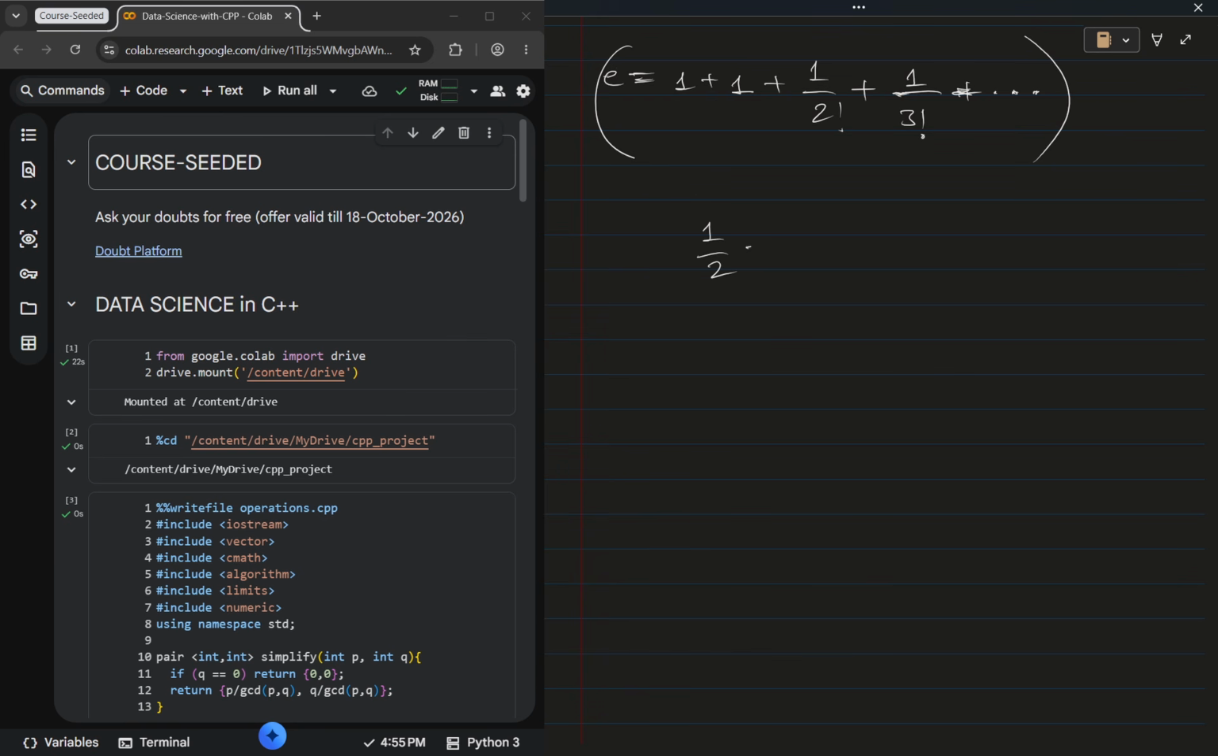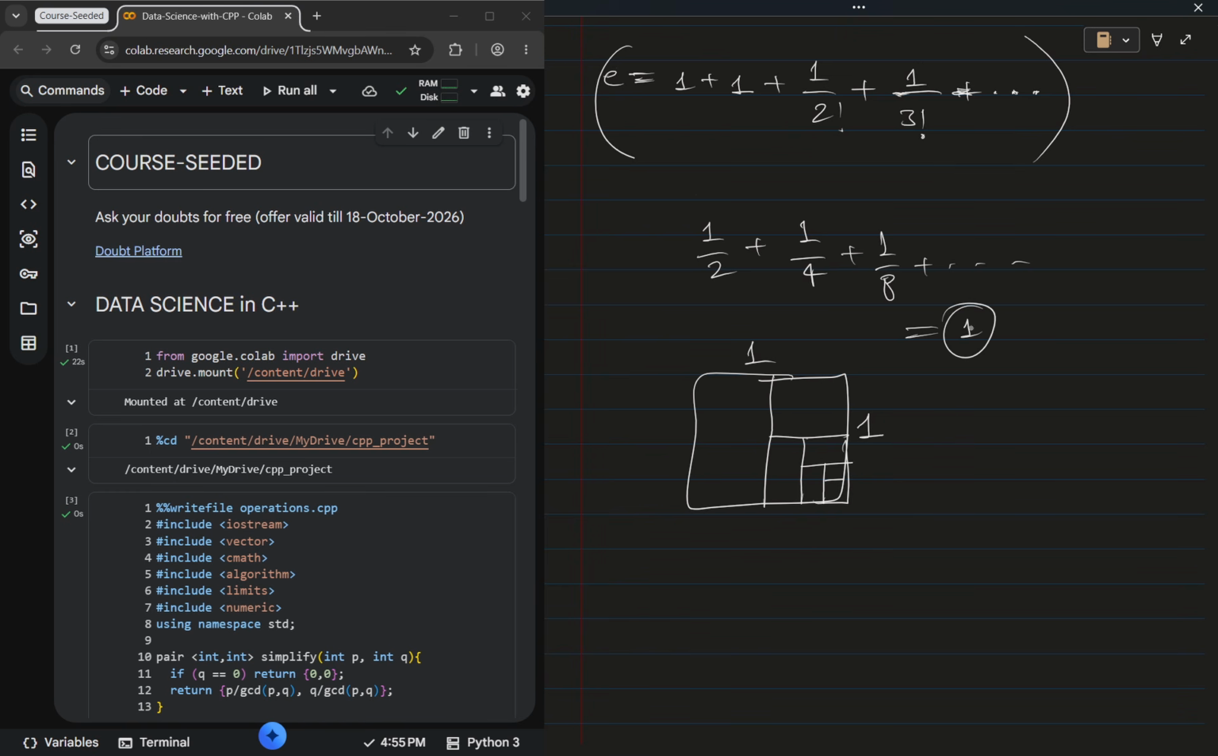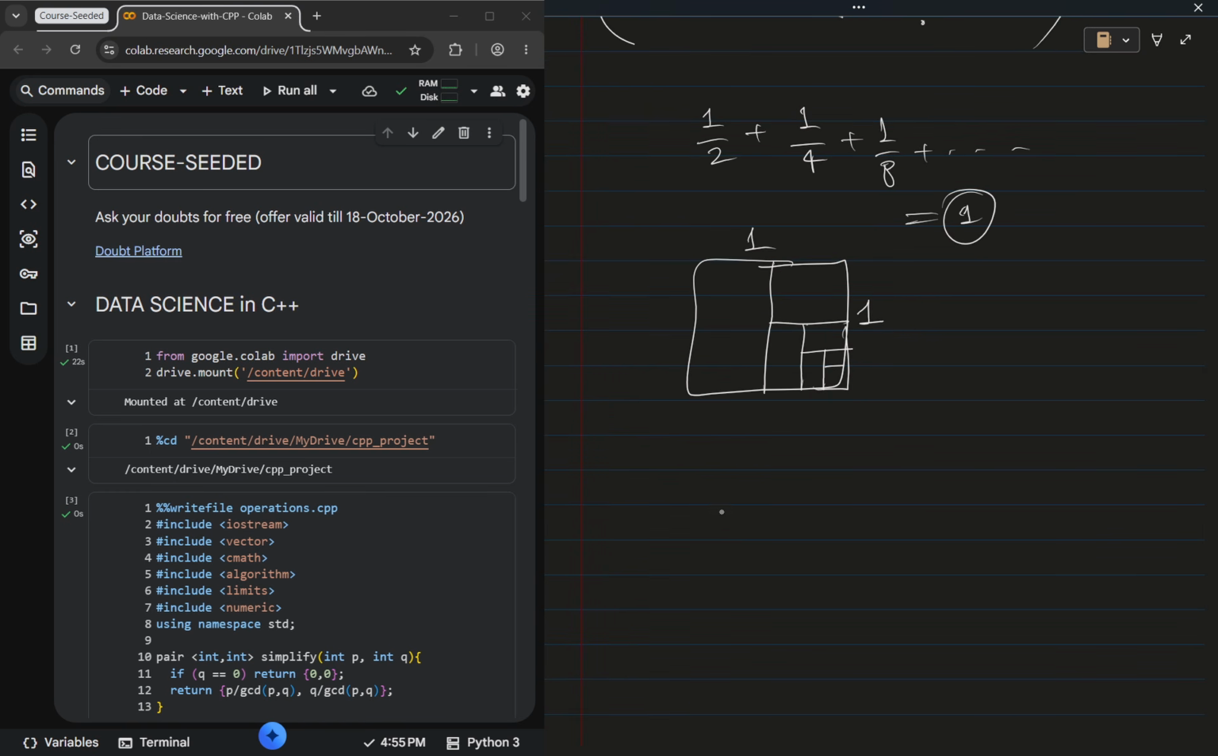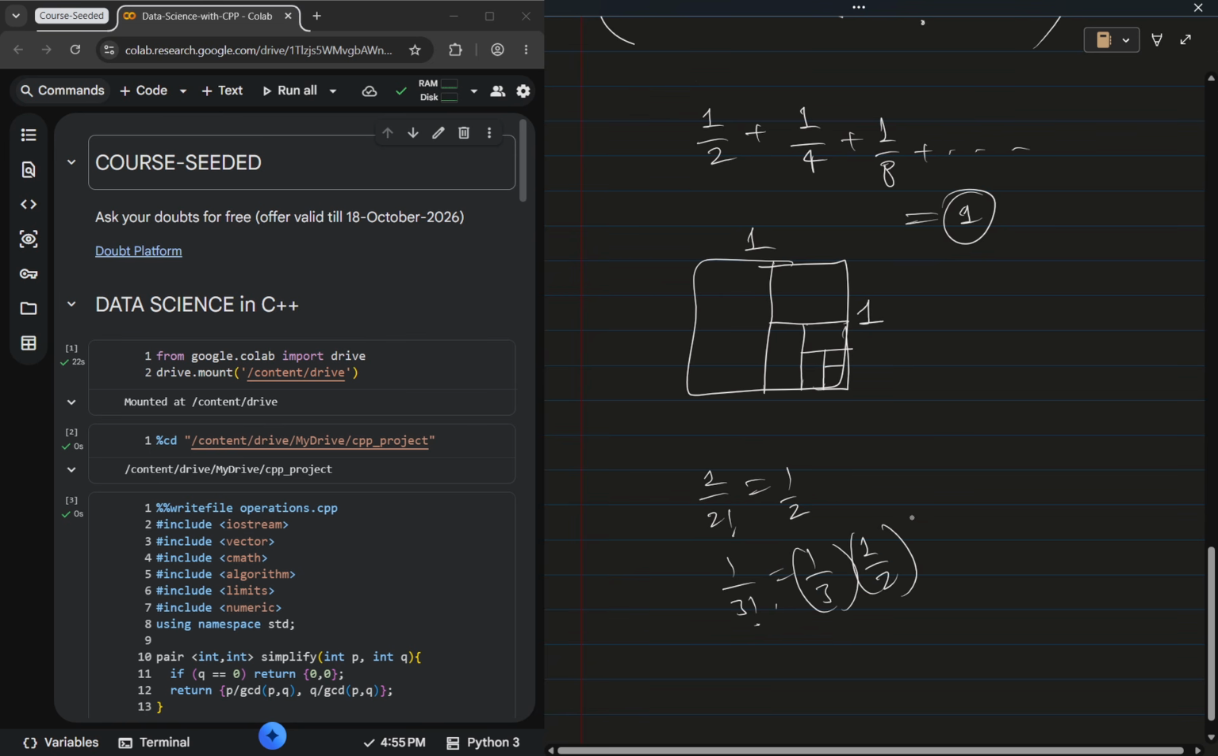So suppose this was 1 by 2 plus 1 by 4 plus 1 by 8 plus so on. You know obviously that in a square of size 1, if you go by the half and then you half it again and keep doing half and half, you end with these numbers which will ultimately give you the complete area, which will be basically 1. But since you know that 1 by 2 factorial equals 1 by 2, and then 1 by 3 factorial is basically one third of half. So it's not half of half, it's smaller than that.